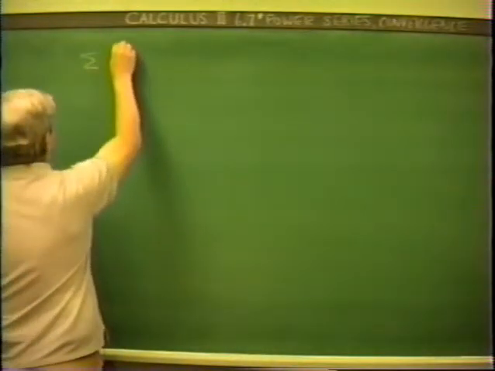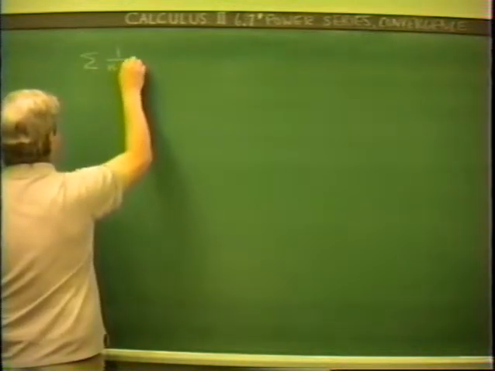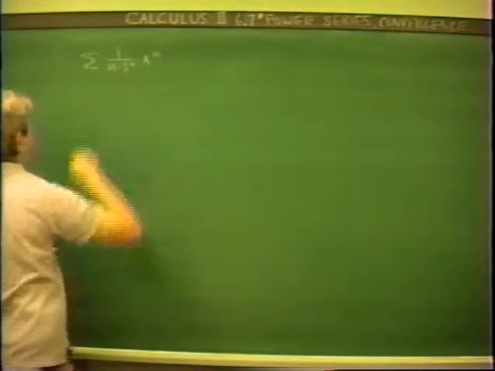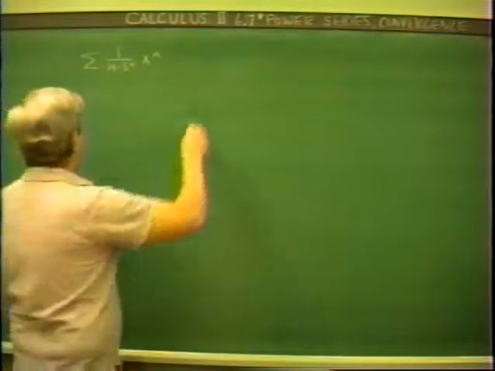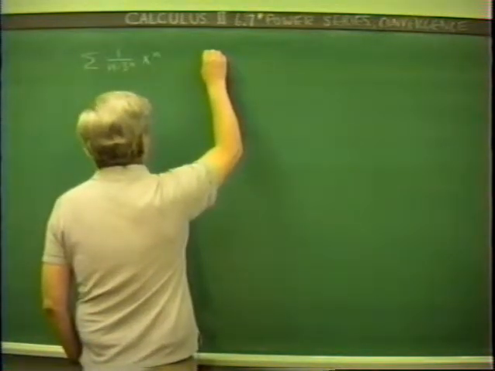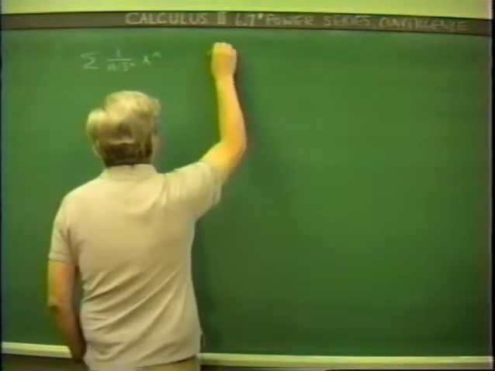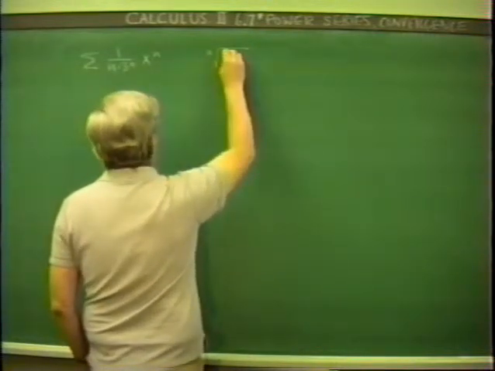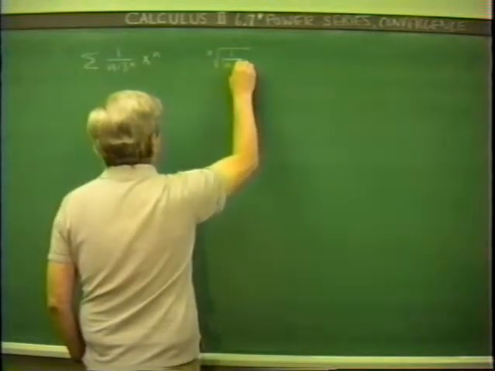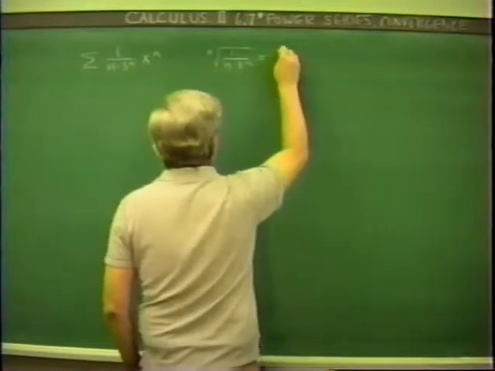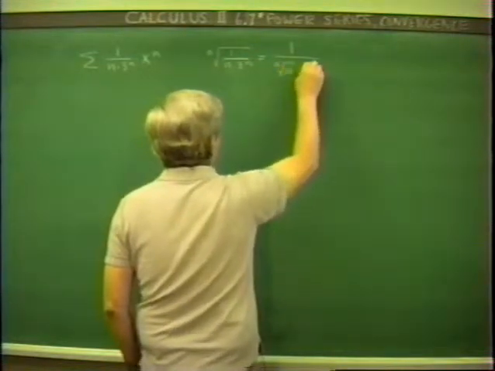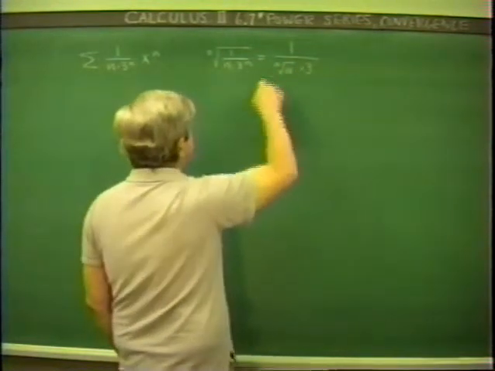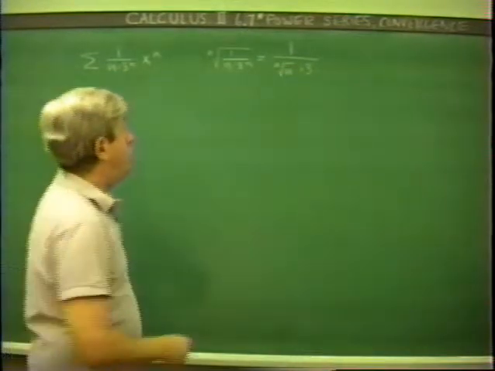We now want to take a look at some specific power series and determine the interval of convergence. Let's start with the summation of 1 over n times 3 to the n, x to the n. So this is an. We want to know on what interval this converges. And here we're going to use the correct test for this. We're going to look at the nth root of 1 over n times 3 to the n, and this is equal to 1 over the nth root of n times 3.